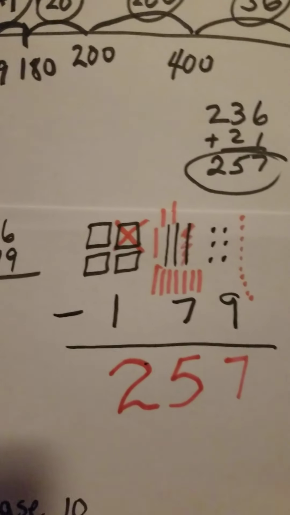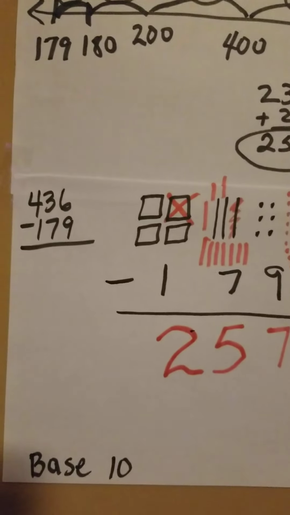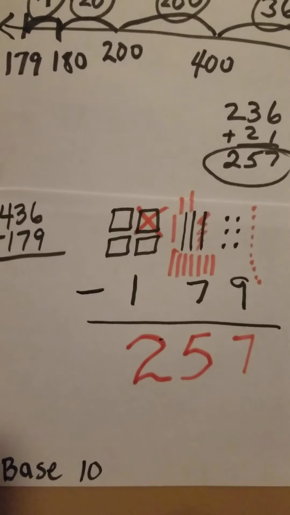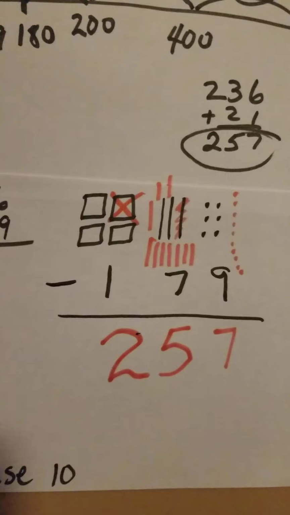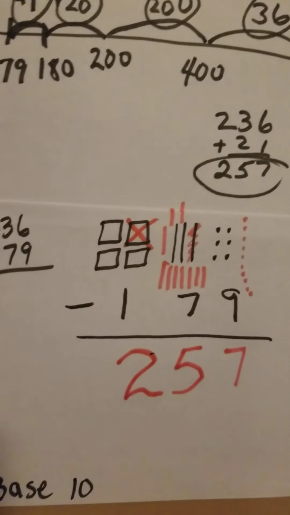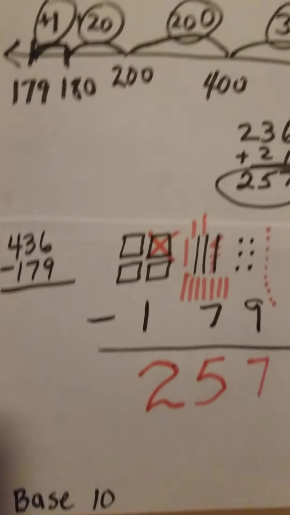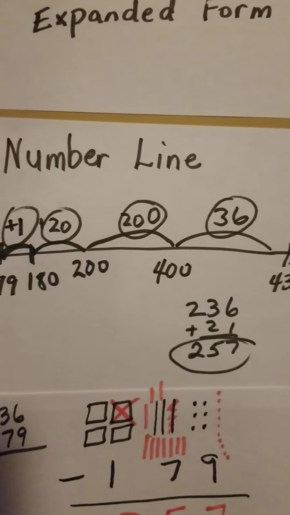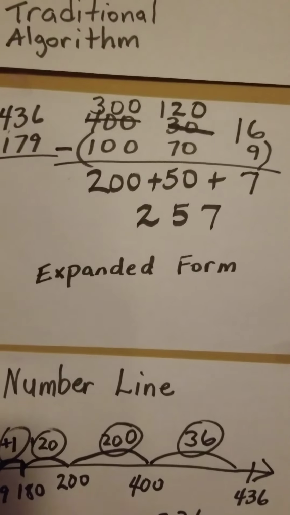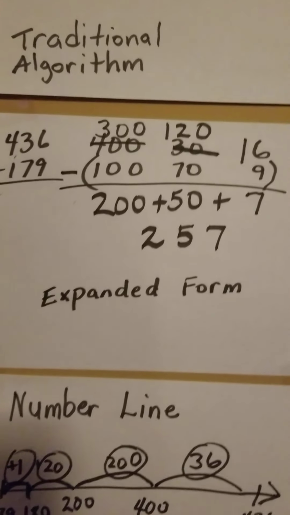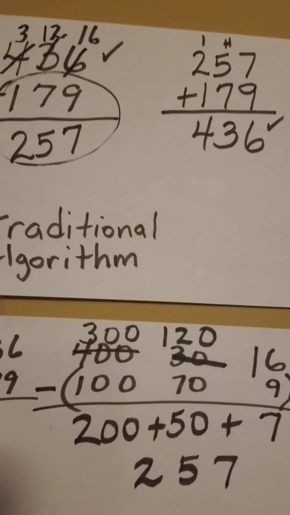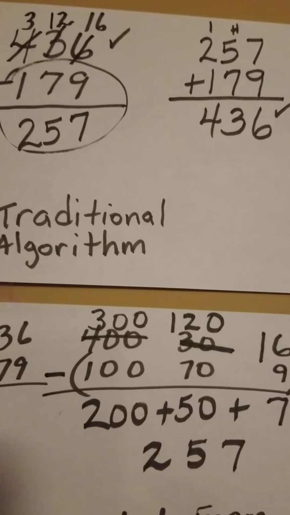So again, these are just a couple of strategies that we can use to subtract using base 10s. So it's up to you to find out which strategy is the best for you. Again, we have base 10. We have the number line. We have expanded form. And we have the traditional algorithm. You have to pick the one that works best for you.